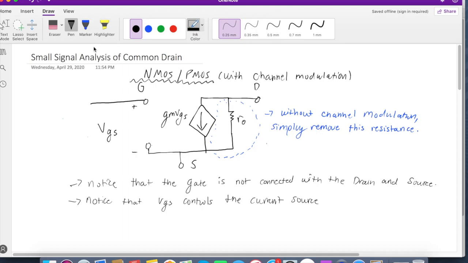Also important to note, for an NMOS or a PMOS, it's the exact same circuit model. In the BJTs, we saw that the currents were flipped, but for the NMOS and PMOS, it remains the same.